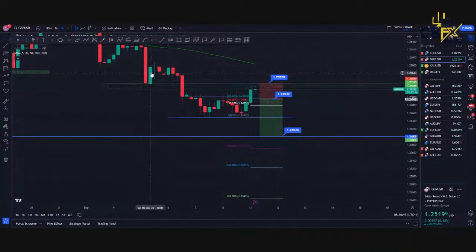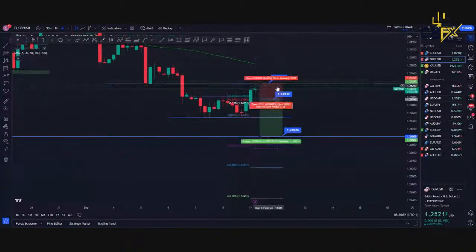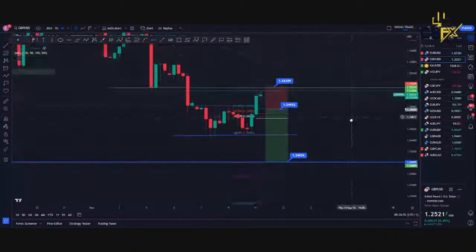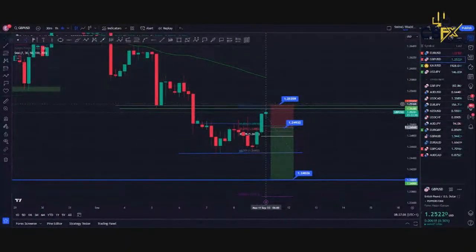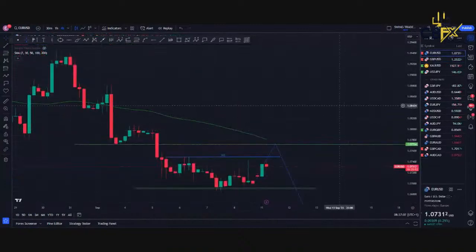But if it breaks this high and I close above it, that means structure break. That means this support has become a new support. Instead of being a resistance, it has become a new support. Then we will not be looking for buys. But if it fails to break this level and stay under it, then we're selling this market to the moon.